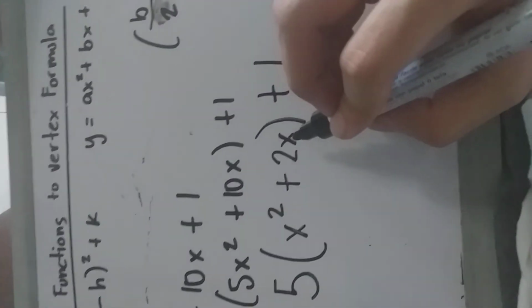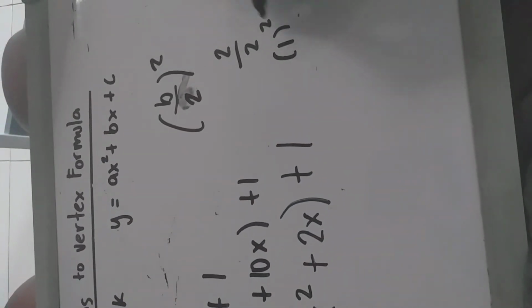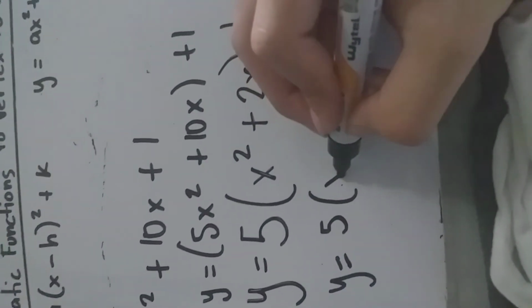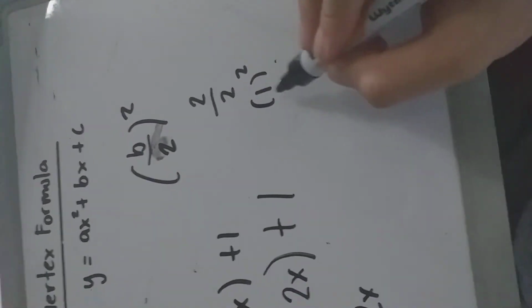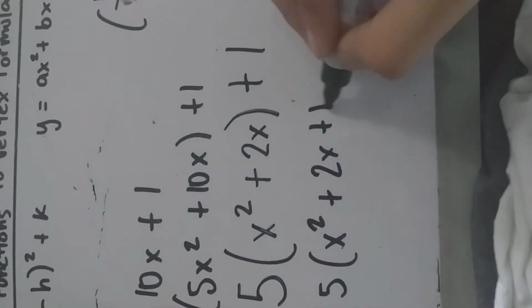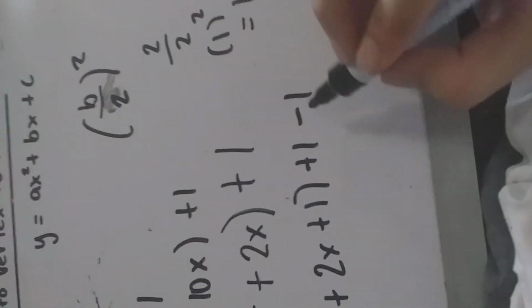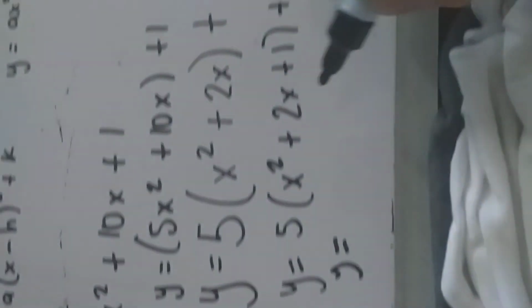So what's our b here? The 2x. So 2 divided by 2 is 1. 1 squared is 1. So again, we write again. 5 parentheses x squared plus 2x. Then add your new constant, which is 1, to the parentheses. Then subtract it outside the parentheses. Minus 1. So if I added it here, then I subtracted it outside the parentheses. Then simplify.